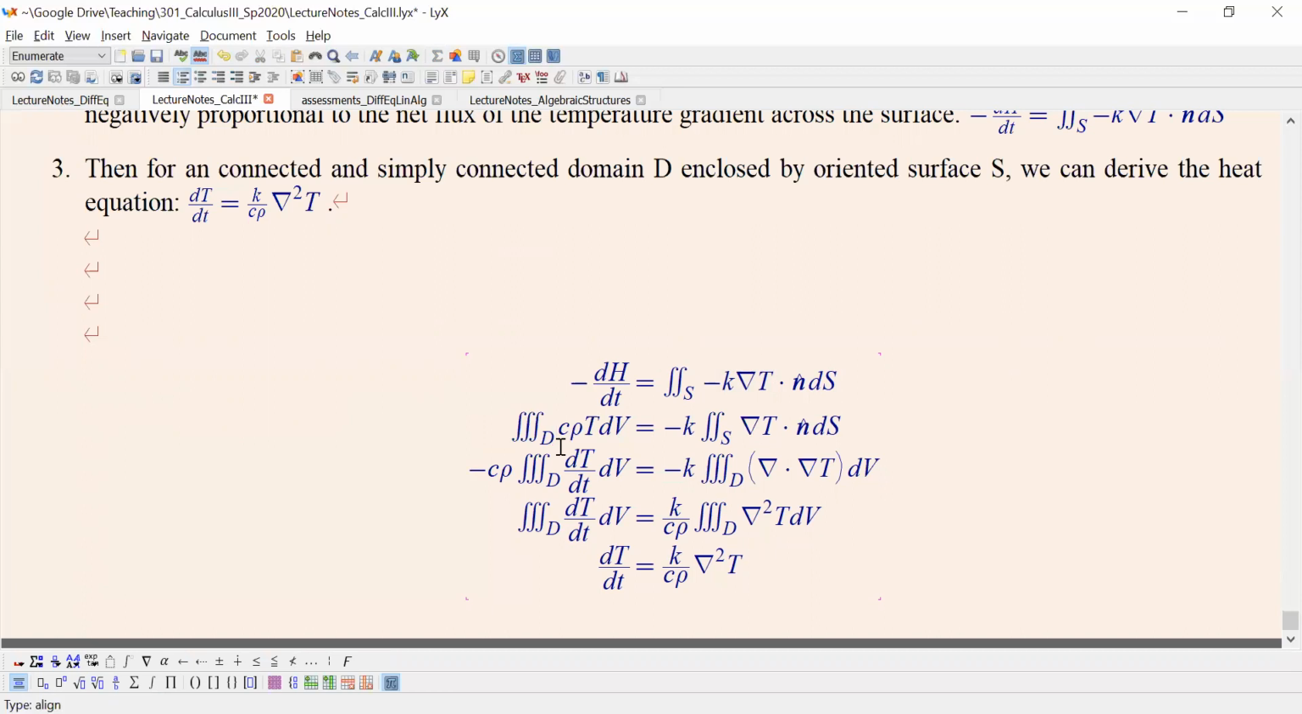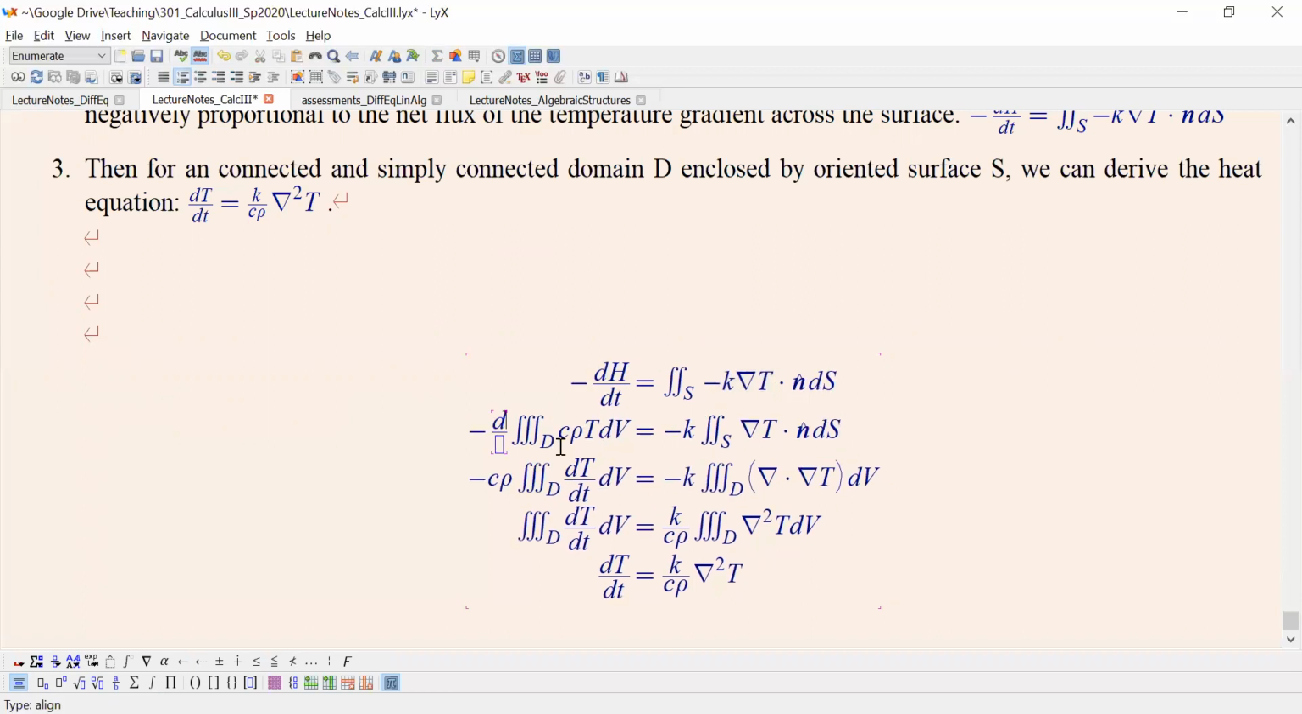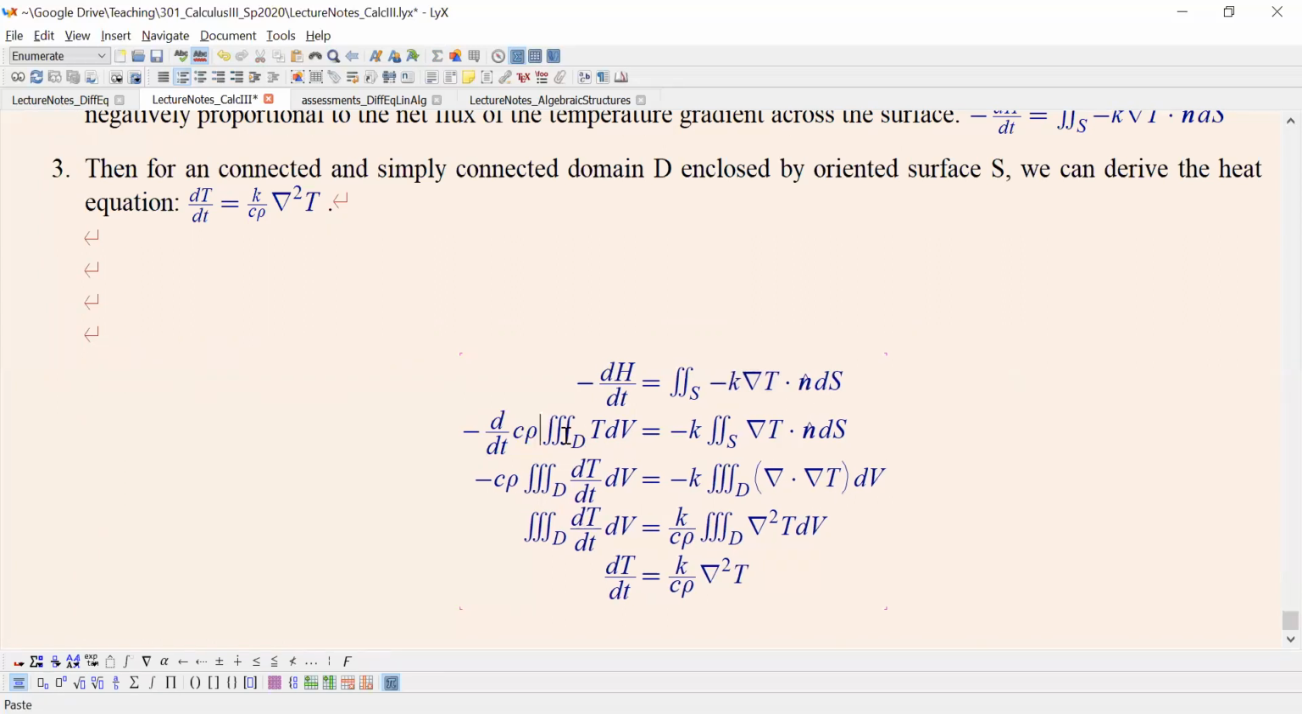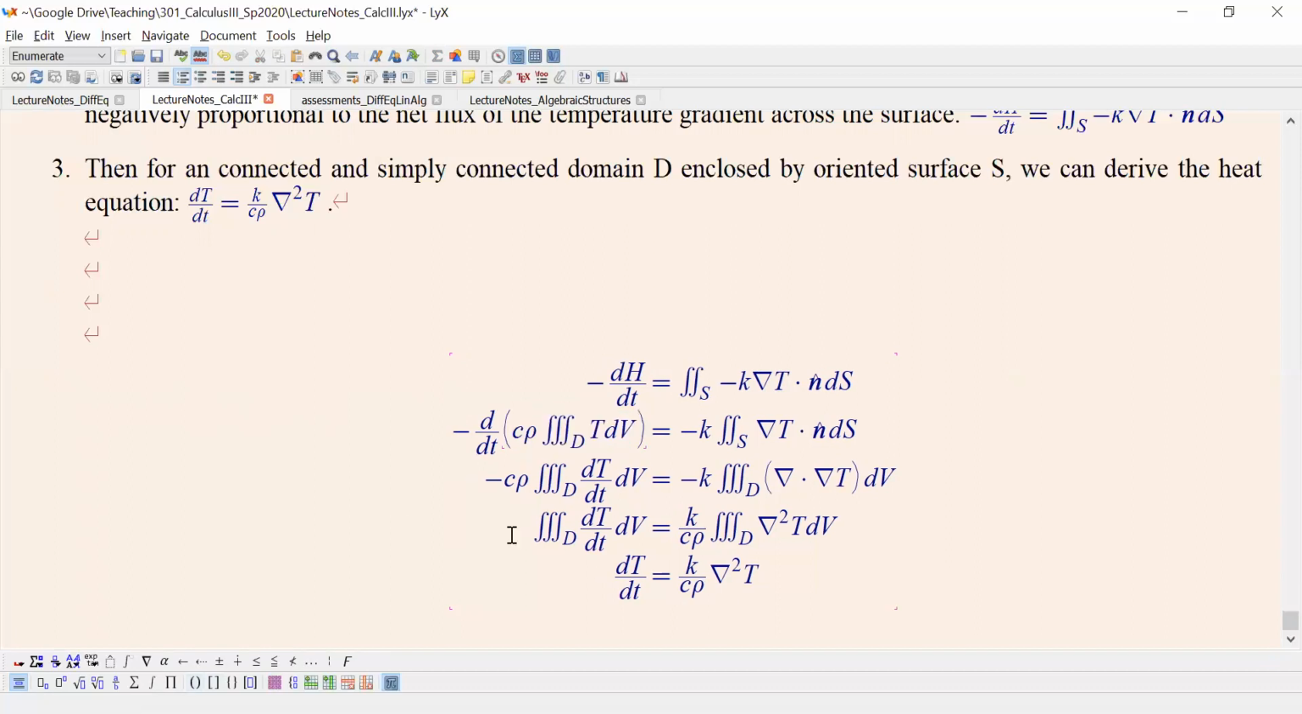I'll rewrite that as a negative d/dt. Since heat is the integral of our temperature scaled by the specific heat and density rho, we can factor that derivative out. But because this integral is in space and this derivative is in time, we can swap those two and bring that derivative inside to be just on the temperature and leave the negative out.